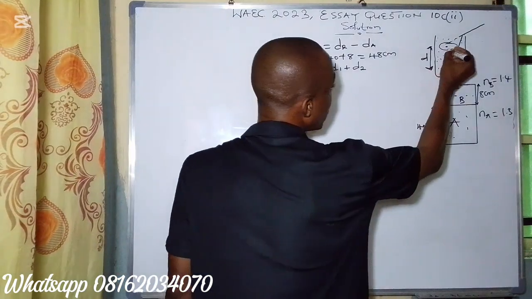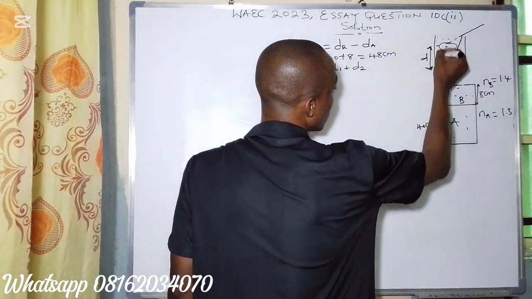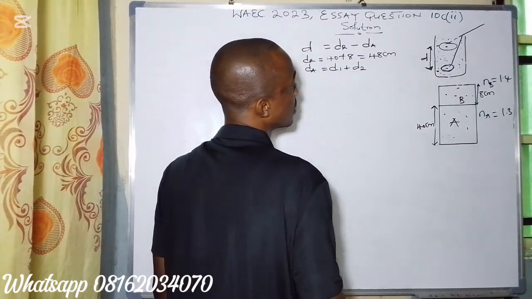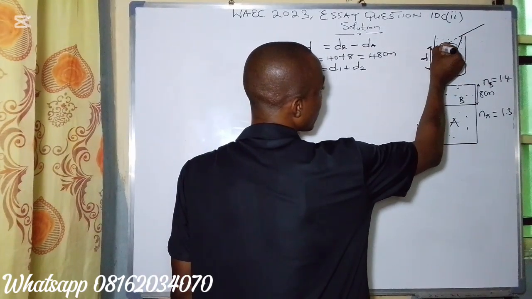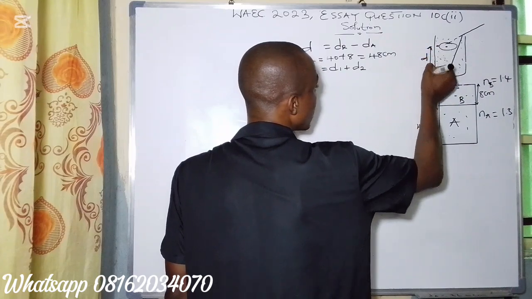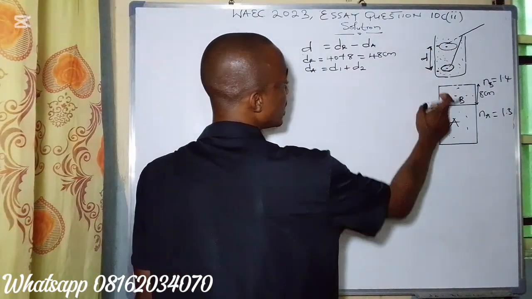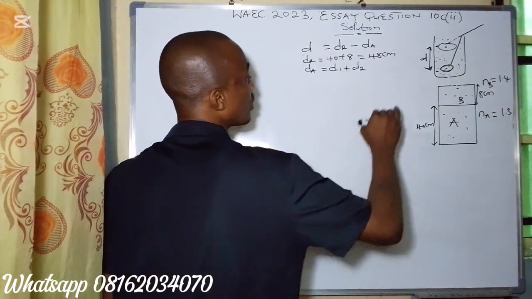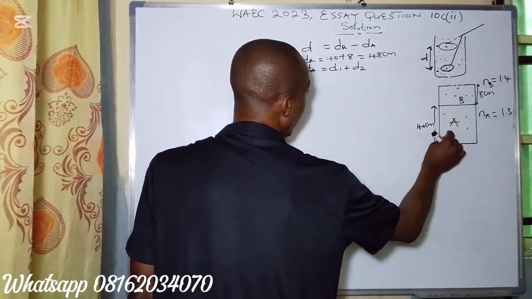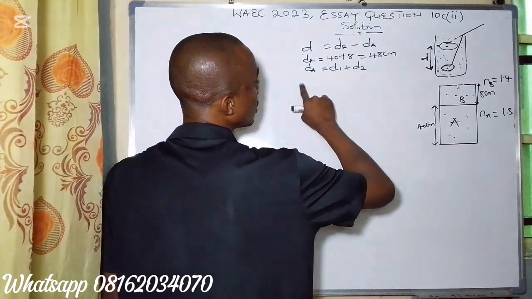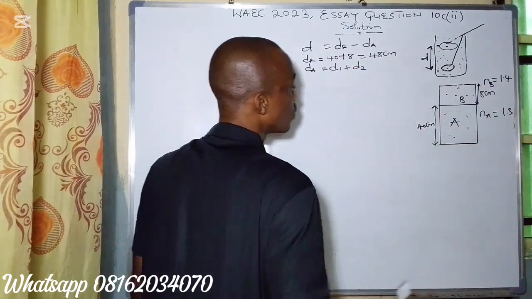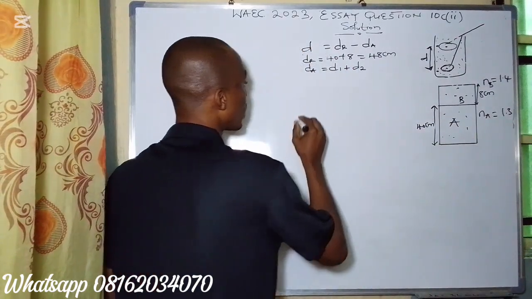So the distance between the apparent depth and the real depth is what we refer to as what? The displacement. The distance between the apparent depth as it appears and where it is actually is what we call the displacement. But we have two immiscible liquids. So we are going to calculate the apparent depth for B and we'll calculate the apparent depth for A. By the time we subtract the total apparent depth from the real depth, we'll be able to get our displacement. So let's start working.